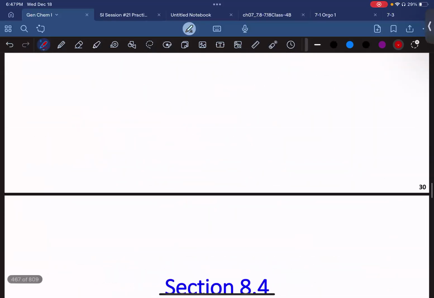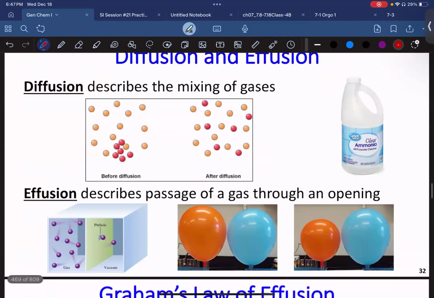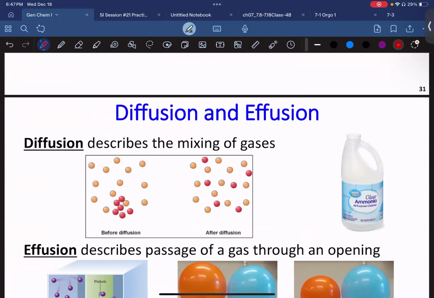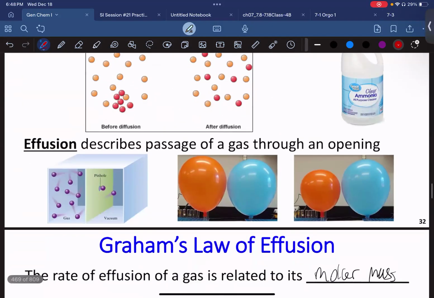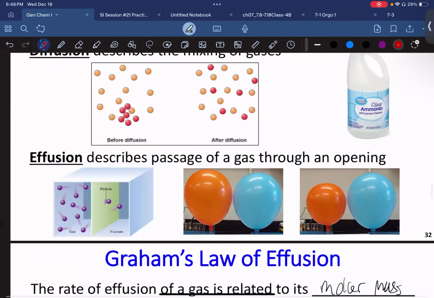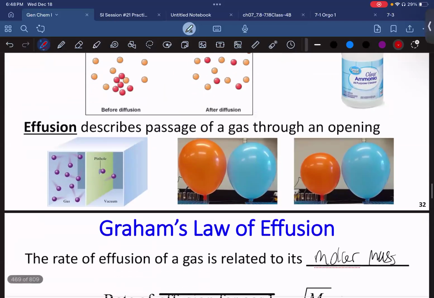Okay. So now this is effusion and diffusion, right? Diffusion is just spreading out into the surroundings. Think of taking your cologne or perfume and spraying it. It'll diffuse into the atmosphere, right? Effusion is a little different. Effusion is just going through a little hole, right? That's what we learned about earlier.